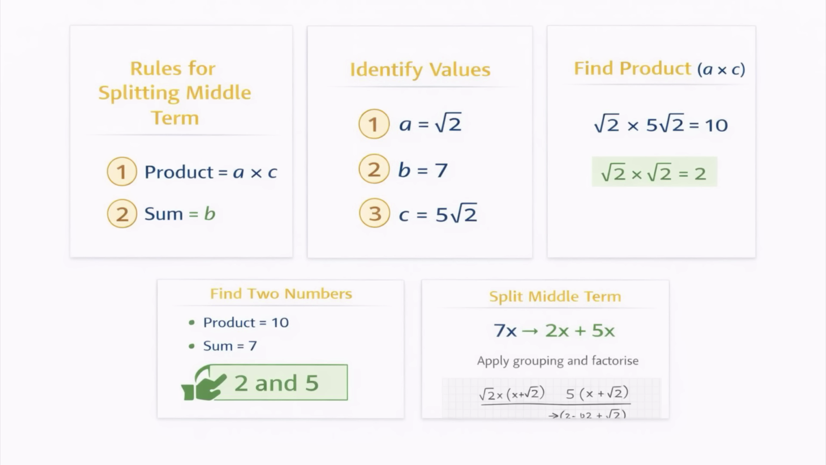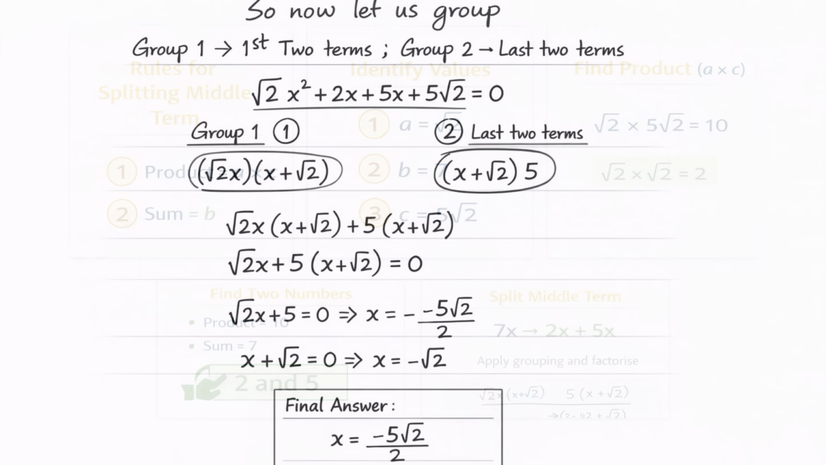Root 2 multiplied by 5 root 2: root 2 times root 2 becomes 2, then 5 multiplied by 2, the product becomes 10. The next step is to write all the factors of 10. Why should we do all the factors? Because we need only two of them and we cannot choose them randomly. Those two factors must satisfy rule number 2. Their sum should be equal to the middle term, which is 7 in this case. So out of the factors 1, 2, 5 and 10, only 2 and 5 match the criteria. So we choose 2 and 5 because 2 plus 5 equals 7.